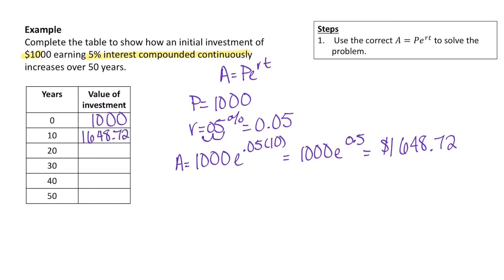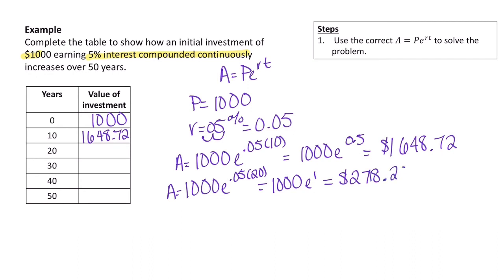And now let's figure out the value at 20. So we once again have A equals 1,000, and it's going to be e to the 0.05 times 20. So when we do that, we get 1,000 e, and then 0.05 times 20 is 1. So that is going to be 1,000 times e to the 1, which gives us $2,718.28.